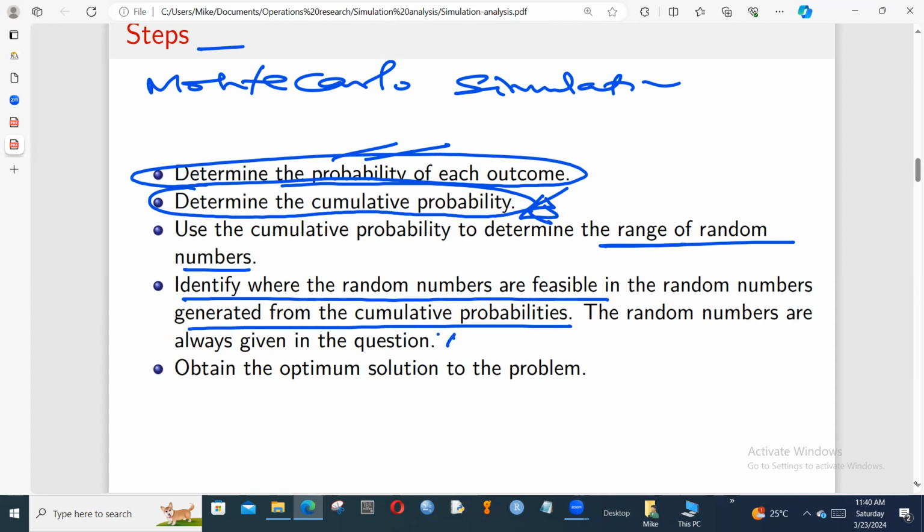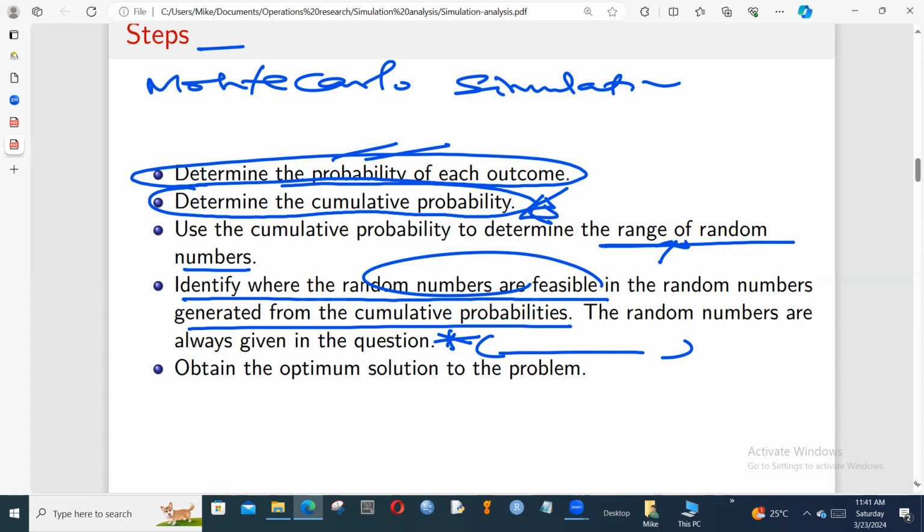In all the problems you are going to work with, we shall be given those random numbers. And so we shall be checking them using the range of numbers we have created. We shall be trying to identify where they're feasible, maybe with a given problem.